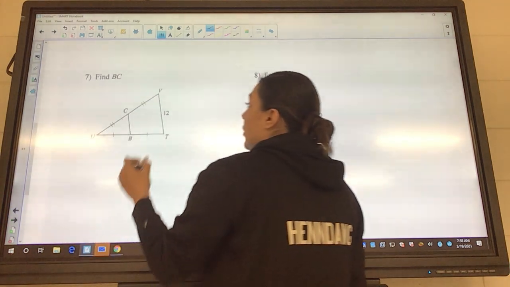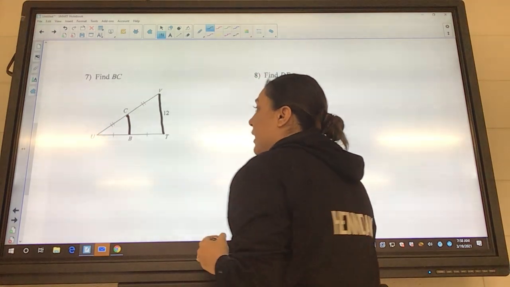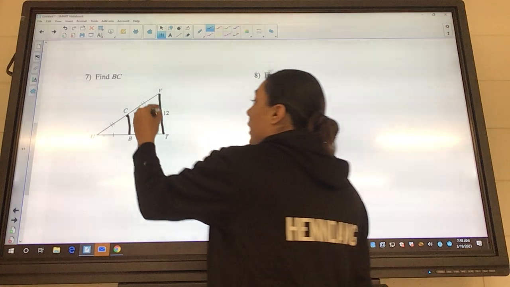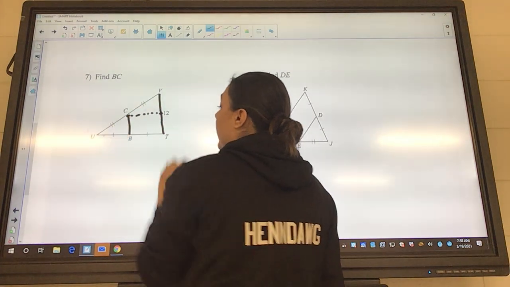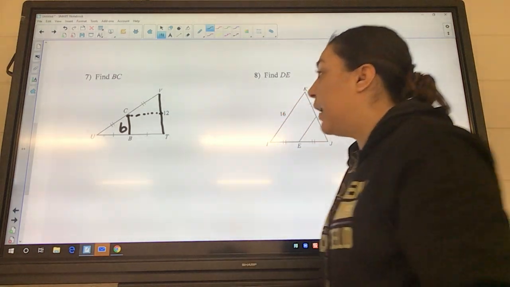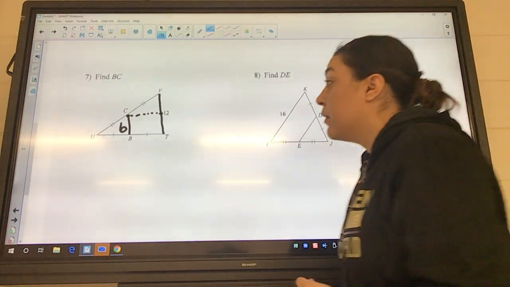Okay, BC. So our big one is 12. And if our little one is half that size, what does the little one have to be? Okay, well, if the big one is 12 for the whole one, that means that the little one has to be 6. And you can see it about half the size of that. So the little one, BC or CB, is going to be 6.